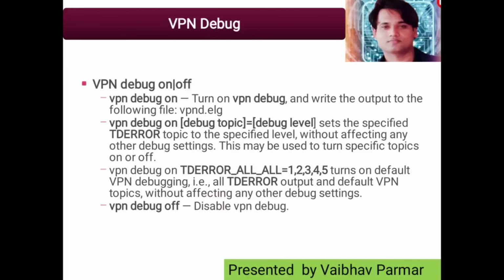vpn debug on TDERROR_ALL equal to 1, 2, 3, 4, 5. You can select any one of these numbers, which turns on default VPN debugging. For example, all TDERROR output and the default VPN topic without affecting any other debug settings, if you use ALL instead of a number. vpn debug off disables the VPN debug.